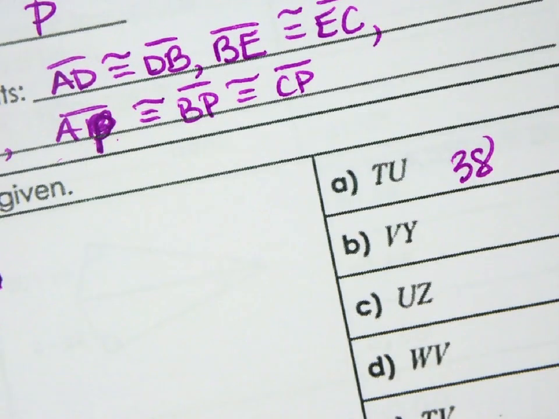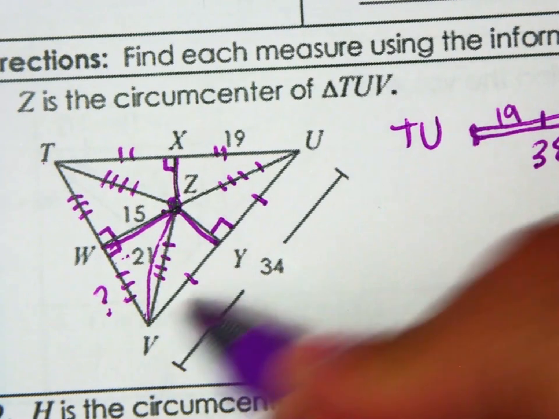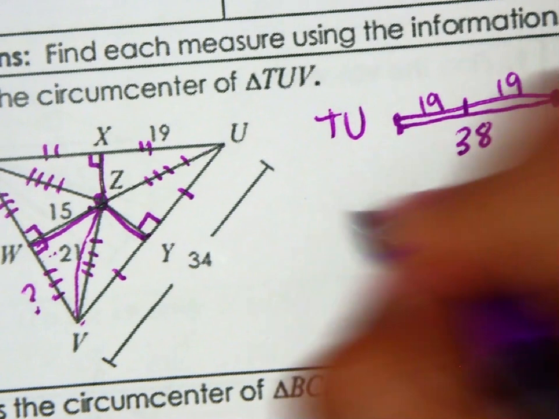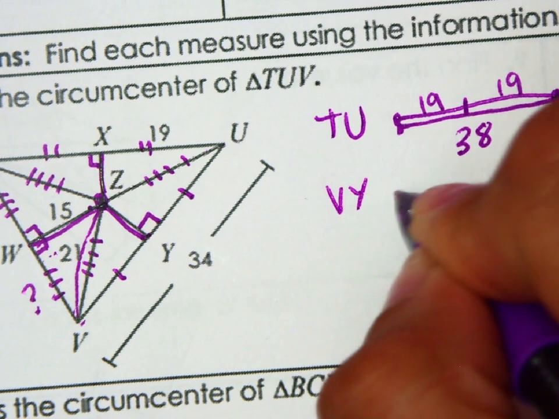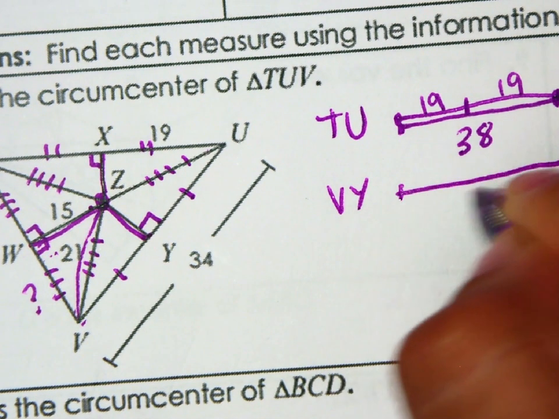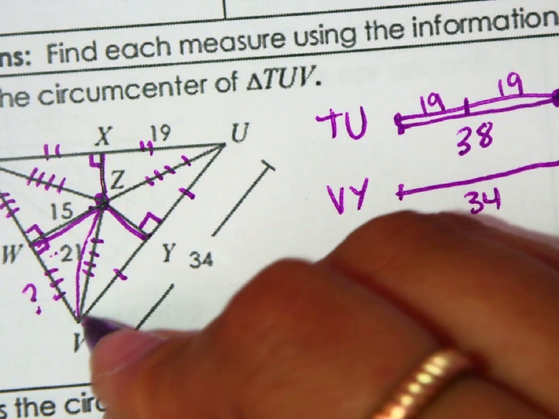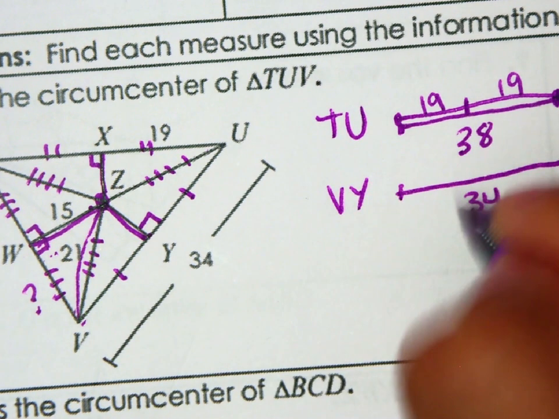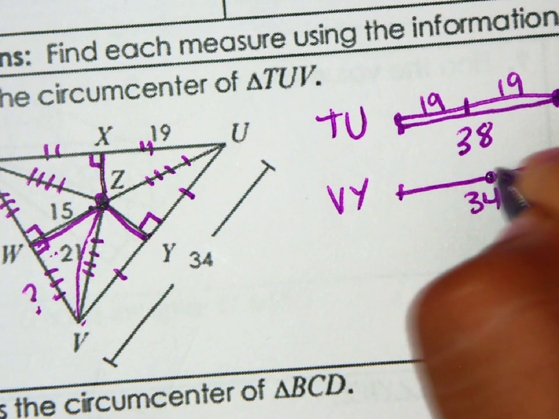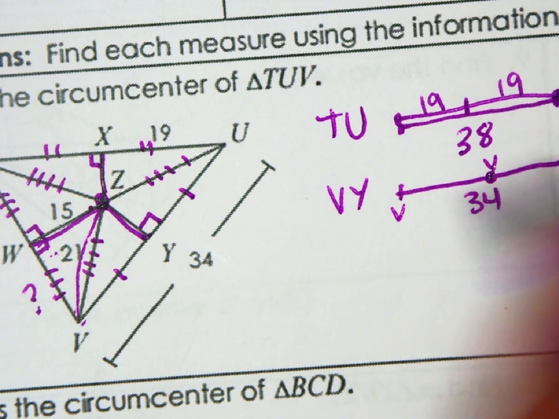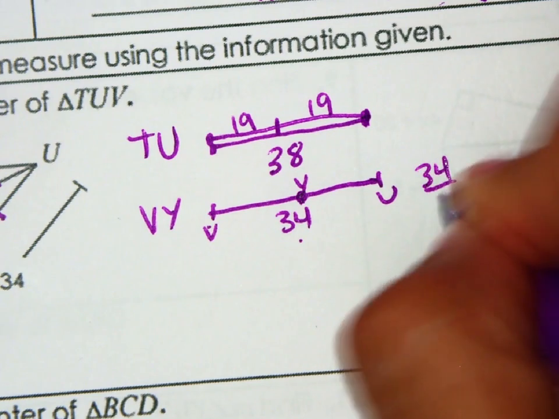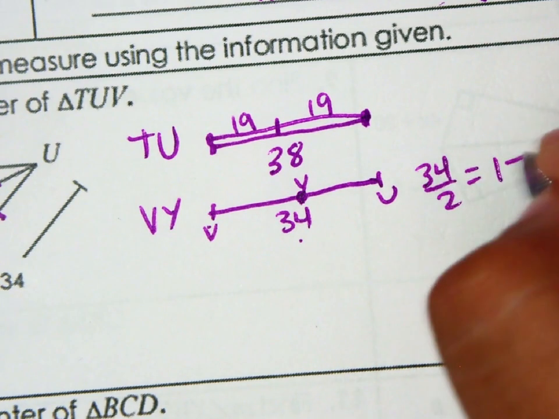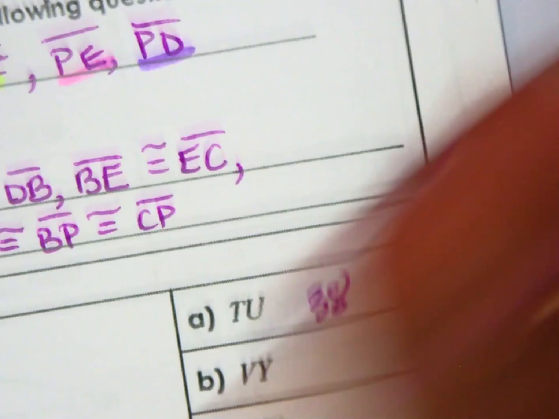Okay, next is VY. So from V to Y, we know that the whole thing is 34 from V to U, and then Y is in the middle. So V to Y is cutting 34 in half. So 34 divided by 2, that's 17. So 17 goes right here.